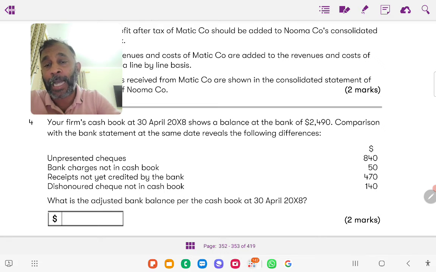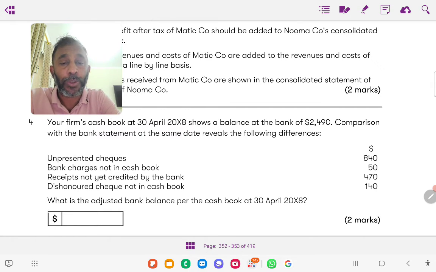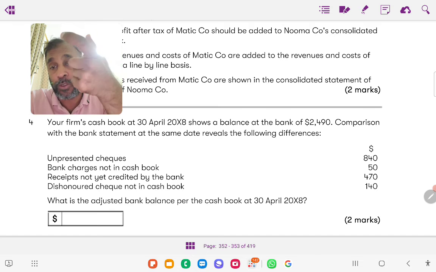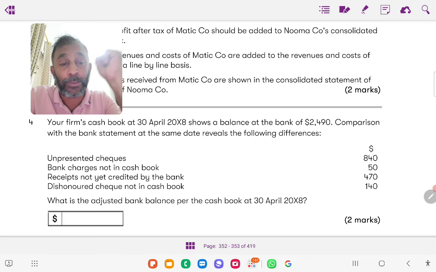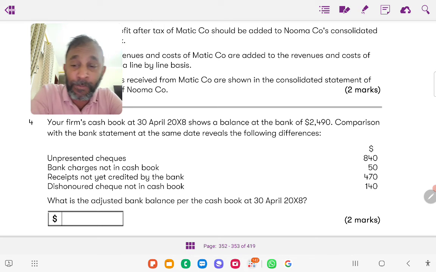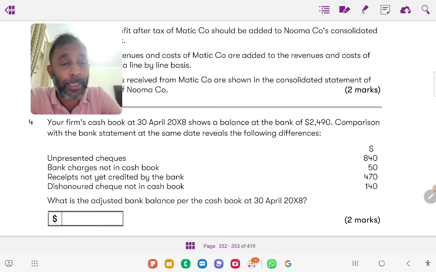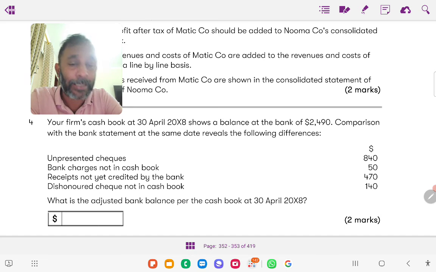Your firm's cash book at 30 April 2018 shows a balance at bank. Your cash book, please note this. Now they may also test you or twist you by saying the balance in the bank statement. Here it is the balance in the cash book, 2490. Comparison with the bank statement at the same date reveals the following differences. You have unpresented check 840, bank charges not in the cash book 50, receipts not yet credited by the bank 470, dishonored check not in the cash book 140. What is the adjusted bank balance as per the cash book at 30 April 2018?